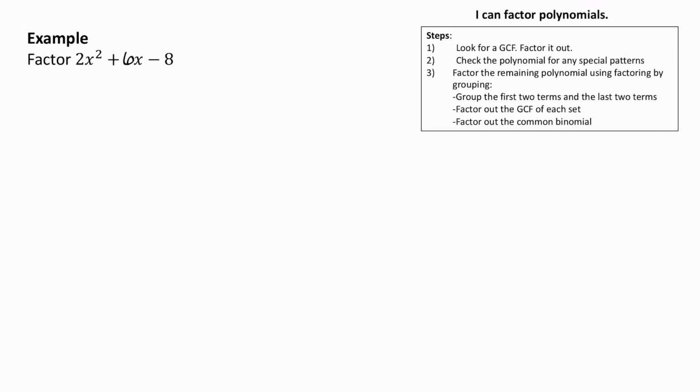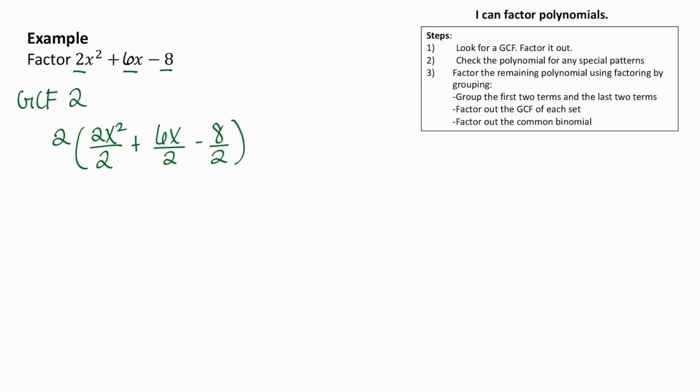So now let's factor 2x squared plus 6x minus 8. Notice that all three of these terms have a common factor of 2. So I'm going to use that GCF of 2. I'm going to factor it out, so that leaves me with 2 times 2x squared divided by 2, plus 6x divided by 2, and then minus 8 divided by 2. So when I factor this out, I have 2 times, here 2 and 2 cancel, so I have x squared plus 6 divided by 2 is 3, so we have 3x, and then minus 8 divided by 2, which is 4. Now I'm going to factor that polynomial that remains.